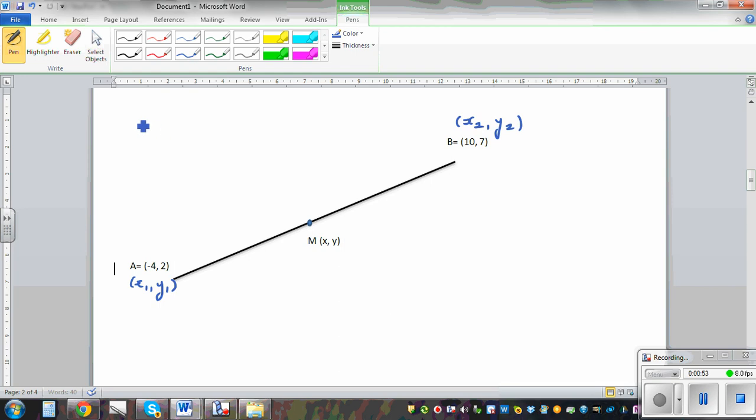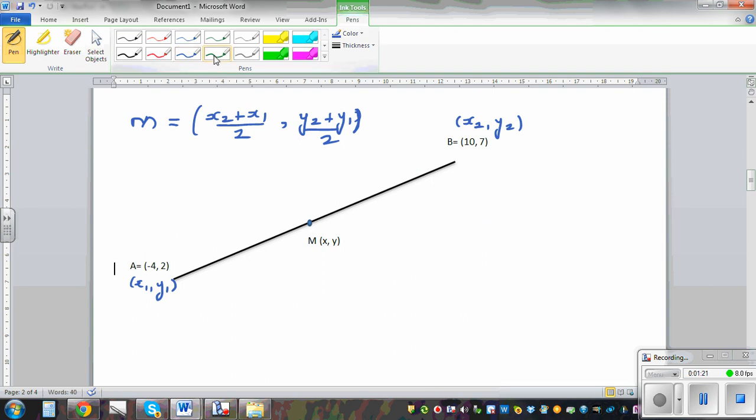So midpoint M is, this is the formula for midpoint. It is basically the average: x2 plus x1 divided by 2. It doesn't matter, you can also do x1 plus x2 because you're adding, and this is y2 plus y1 divided by 2. So this is the formula for finding the midpoint.